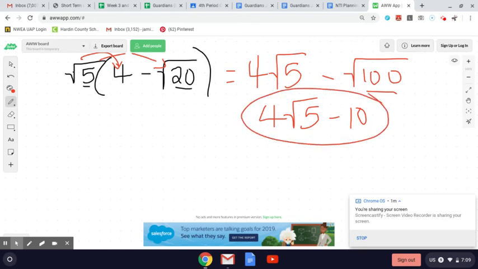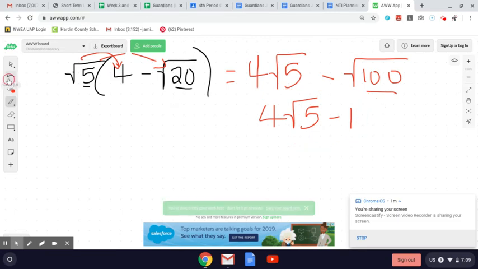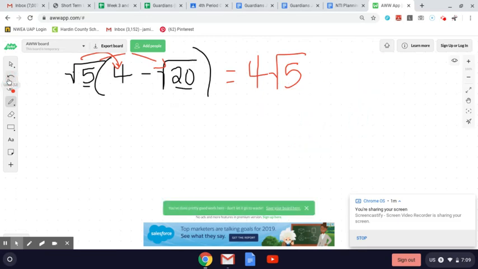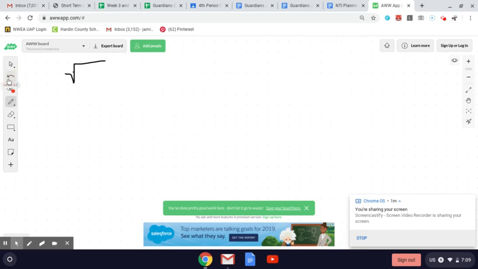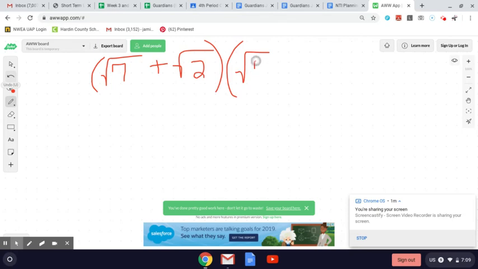Remember, again, this is just a lot of simplifying. There's no solving involved on these ones. So then let me give you a different one. Let's say I have one where they're both a binomial. So let's say I have 7 radical 7 plus radical 2 times radical 7 minus 3 radical 2.